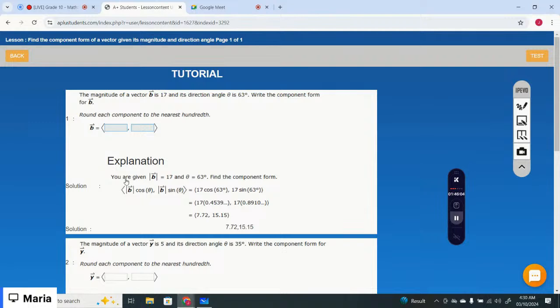So when you are given the magnitude and the direction angle, how do we calculate the component form? You have to do B cos theta and B sin theta. B is the magnitude of the vector. So B, the magnitude, is 17. That is 17 cos 63 and 17 sin 63.